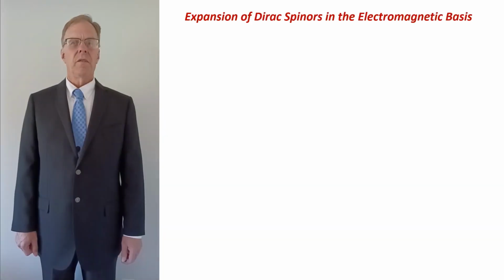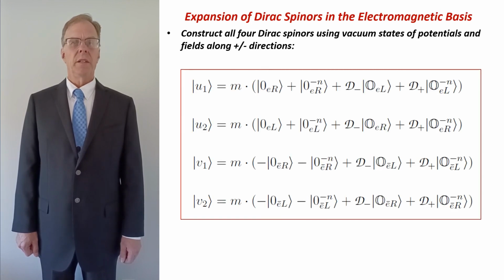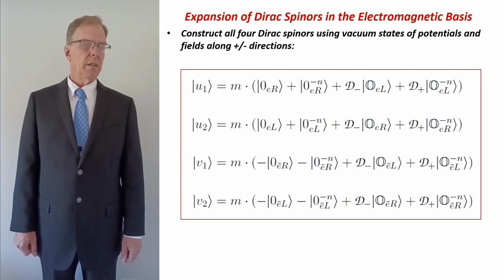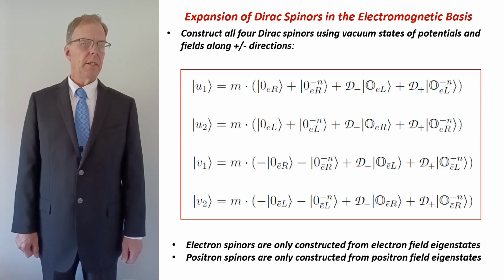Of course, there are 4 Dirac spinors, but it's easy to construct all of them using vacuum states of potentials and fields along plus and minus n directions. We note that the electron spinors U1 and U2 are only constructed from electron eigenstates, while the same is true for the positron states V1 and V2.